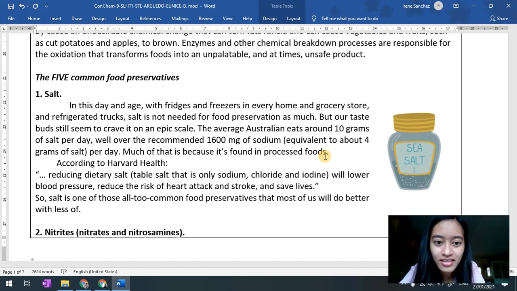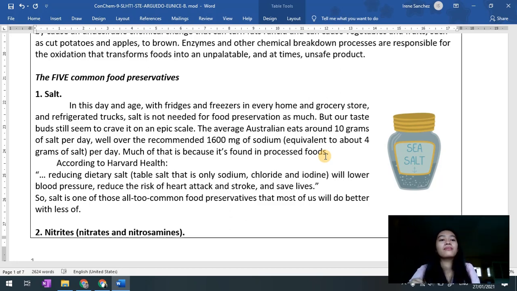So in this day and age, with fridges, the shortcut for refrigerator, and freezers in every home and grocery store, and in refrigerated trucks, salt is not needed for food preservation that much, actually. But as humans, we especially crave this salt. Well, I think many people do. Some don't. For health purposes, we shouldn't.